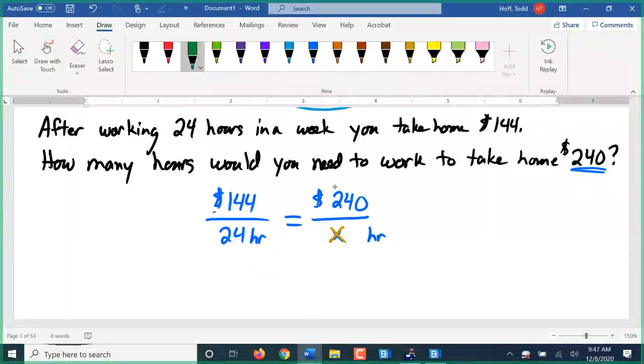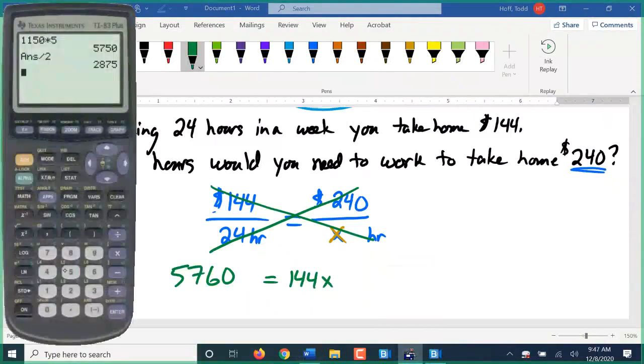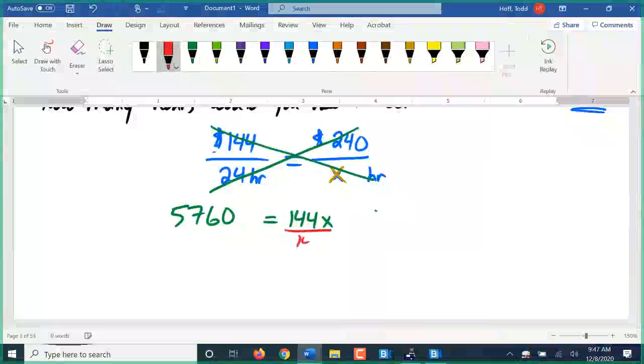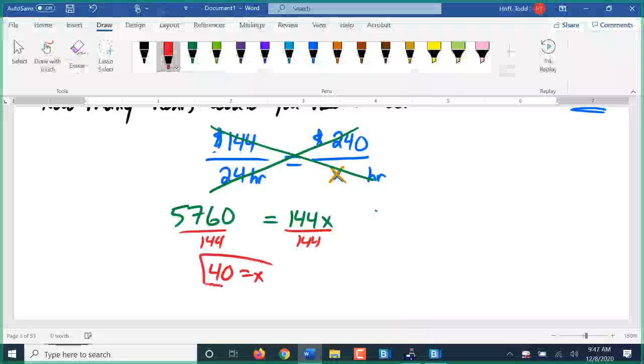So let's cross multiply here. We have $240 times 24 hours. What is that? $5,760 times hours equals, going the other direction, 144 times X. That's 144X. To solve that, 5760 divided by 144 will give us 40. We divide by 144 on both sides. 40 hours equals X. So if we worked 40 hours, we would earn that $240.